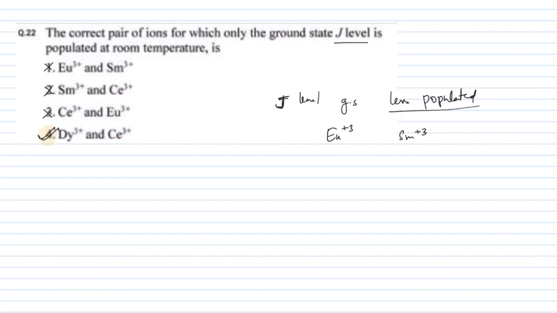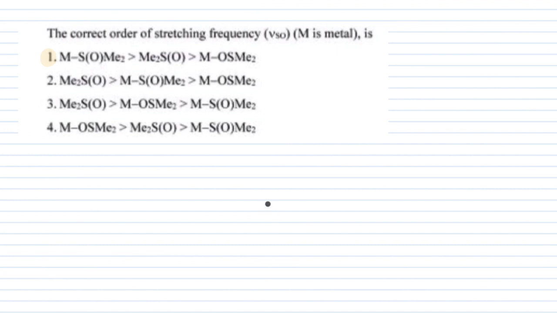Let's go to the next one. It asks for the correct order of stretching frequency of the sulfur oxygen bond, where M is any metal. So let's take it this way. We have 3 compounds. You have metal, with which sulfur is attached, and with this sulfur oxygen is attached, and you have 2 methyl groups attached to this. The other one is sulfur, with oxygen, and with that 2 methyl groups already attached.